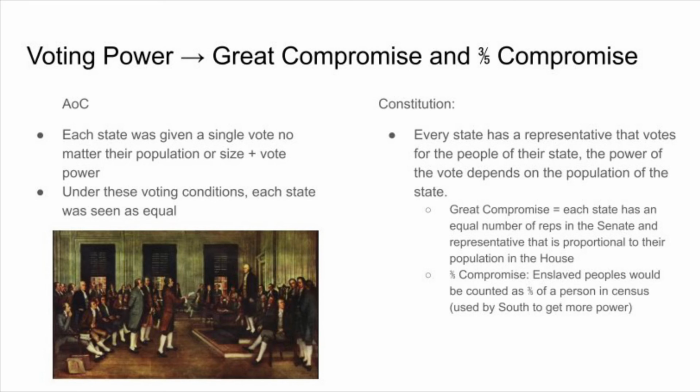This also led to the 3/5 Compromise, which counted enslaved people as 3/5 of a white person or a non-enslaved person in the census, in order to give the South more voting power.